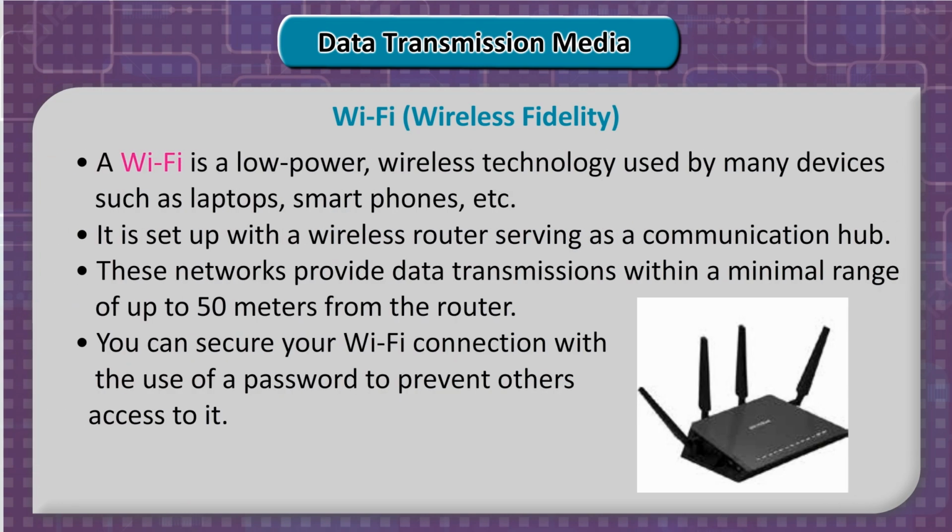Wi-Fi, wireless fidelity. A Wi-Fi is a low-power, wireless technology used by many devices such as laptops, smartphones, etc. It is set up with a wireless router serving as a communication hub. These networks provide data transmissions within a minimal range of up to 50 meters from the router. You can secure your Wi-Fi connection with the use of a password to prevent others' access to it.